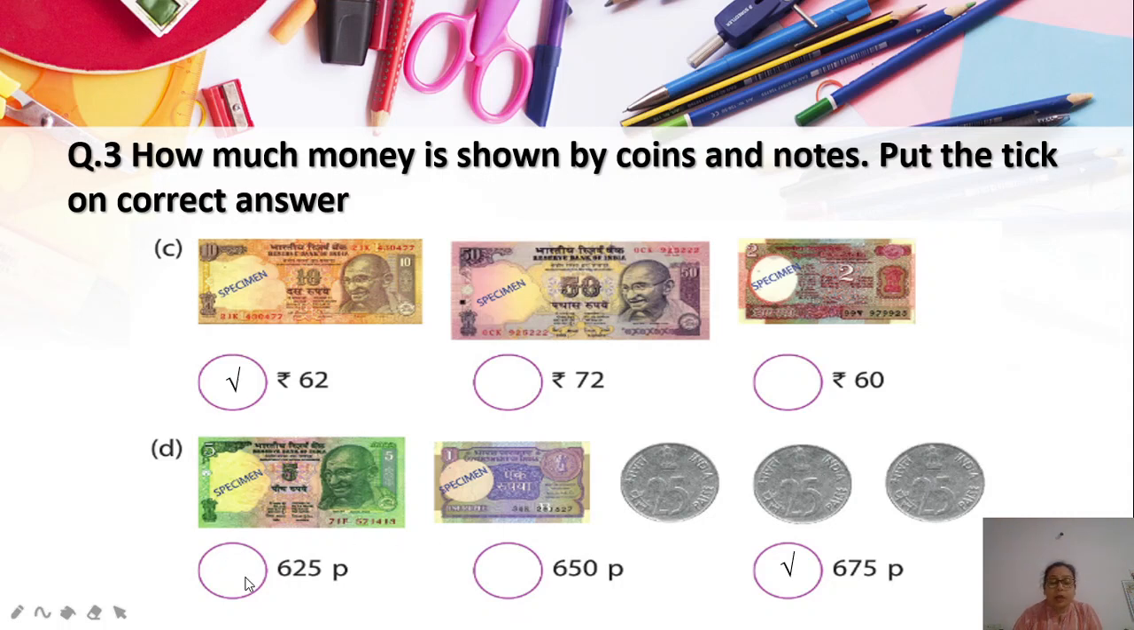But when you look at options, you can't see anywhere rupees mentioned. So we will convert these 6 rupees into paise. Means it is 600 paise plus 75 paise. So our total will be 675 paise. So you can see here we have made a tick on 675 paise.